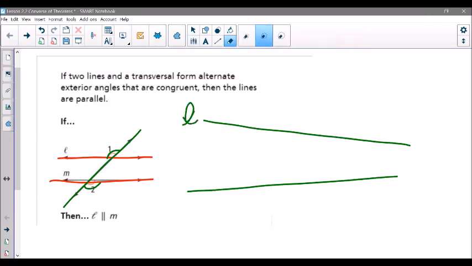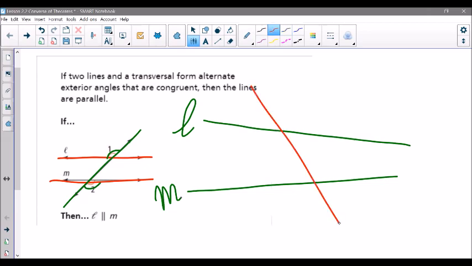Let me try that again. Maybe this is line, wow, all right, third time's a charm. There we go. There's line L, here's line M. And then we're going to cut a transversal. So let's look at the alternate exterior angles. So this might be angle 1 and this might be angle 2. Those are definitely alternate exterior. They are on the outside of the parallel lines and they are on alternate sides of the transversal.